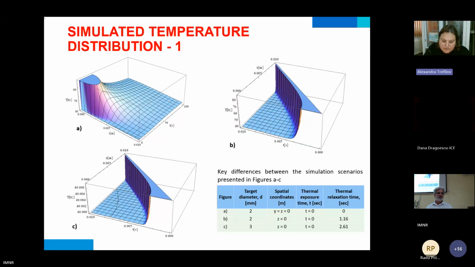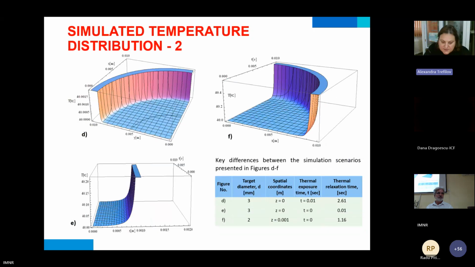Due to ease of making the simulations. This shows that the tissue directly exposed to the laser.